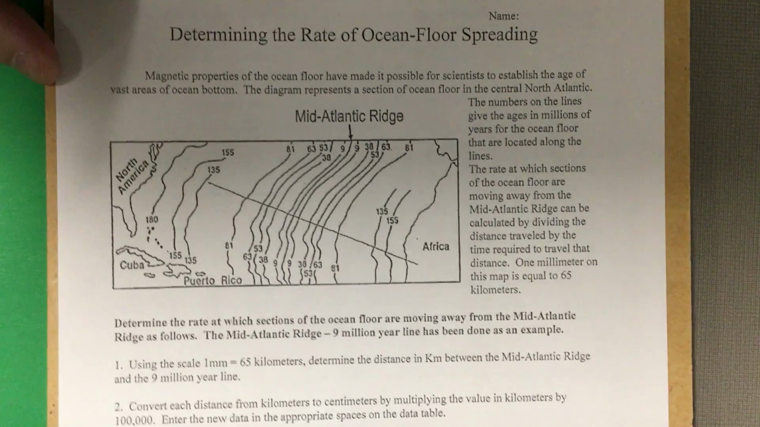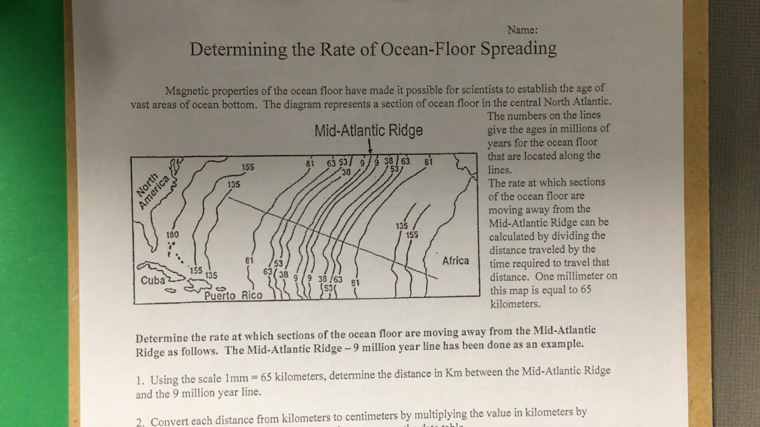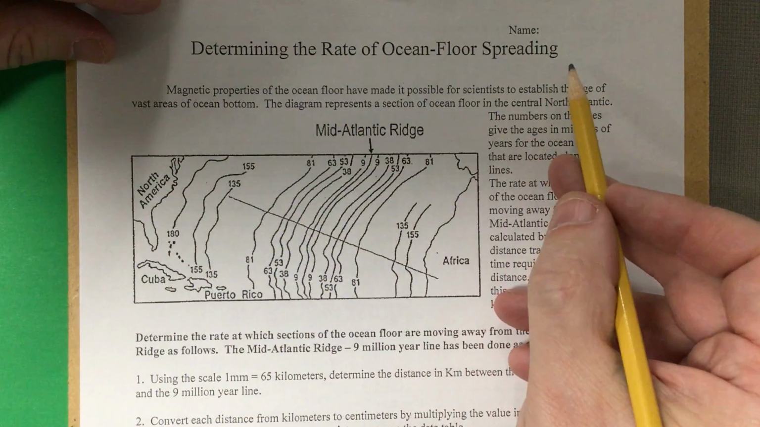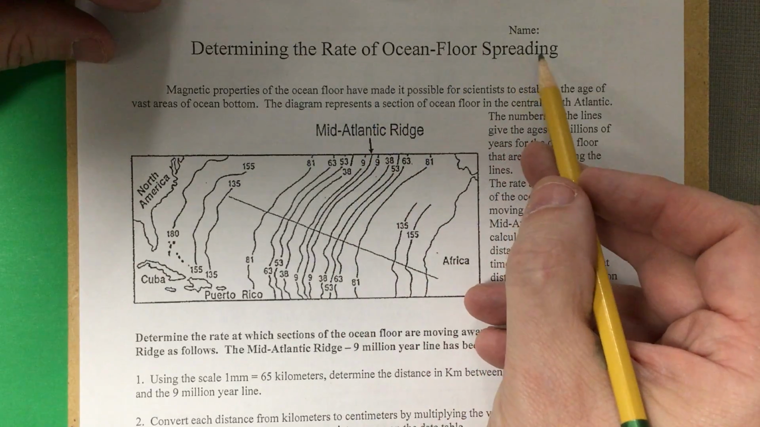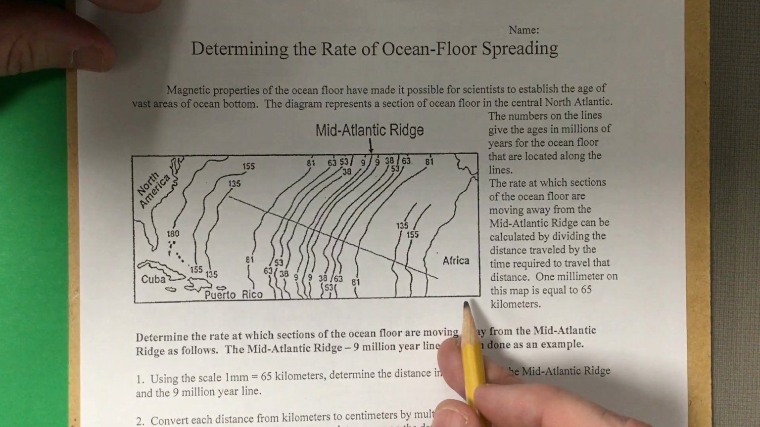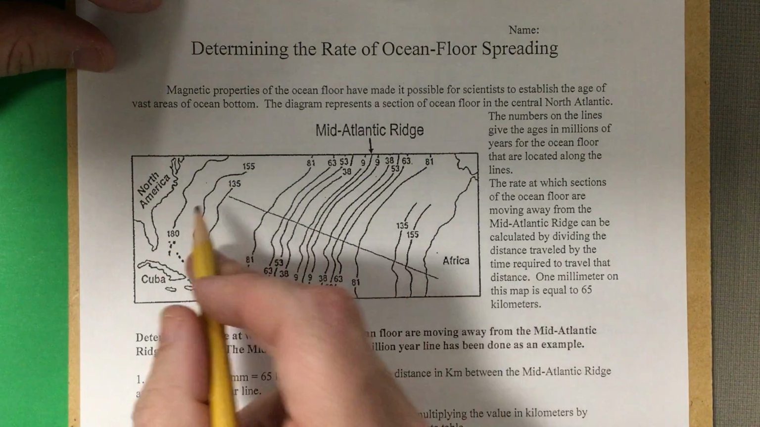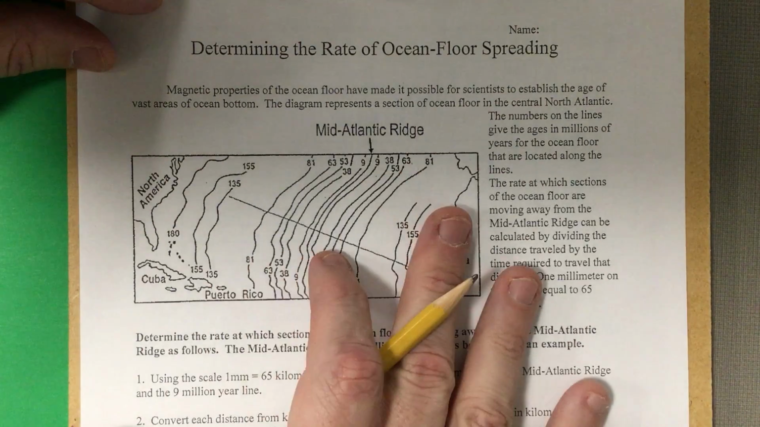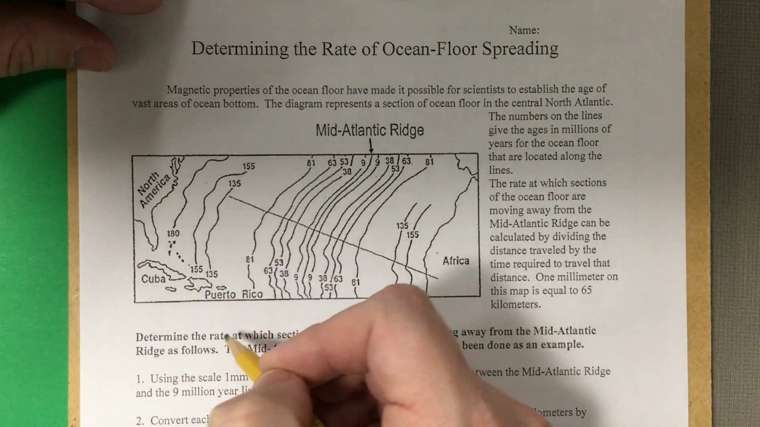Hello everybody, I'm going to attempt to create a pretty short tutorial, I'm hoping 5 minutes or less, on how to complete this activity, determine the rate of ocean floor spreading. So what you see here is some data that geologists have found from the ocean floor. They've taken sampling, they've dated the age of the rocks on the ocean surface, and these are the numbers they got.